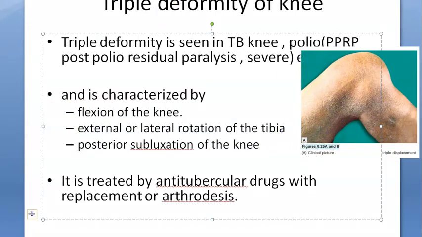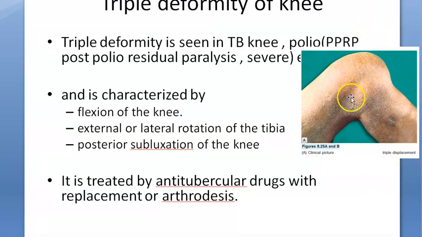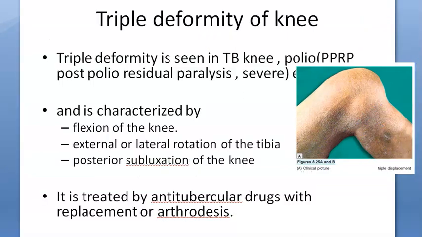Flexion of the knee, external or lateral rotation of the tibia, then posterior subluxation of knee. So the knee, you can see it is not looking like a normal joint, right? There is some subluxation of the knee, posterior subluxation of the knee. So this is the triple deformity of knee.